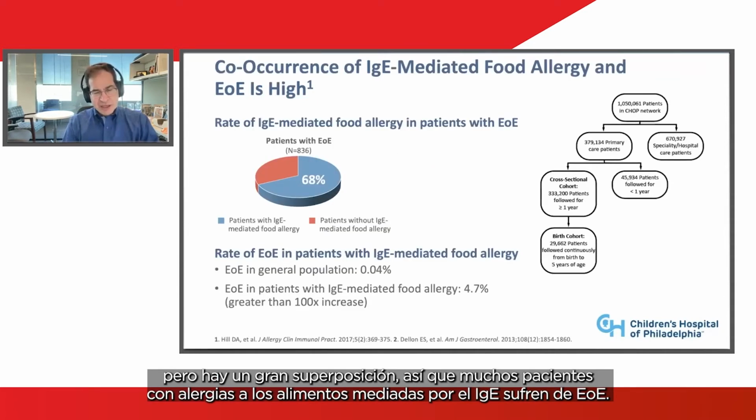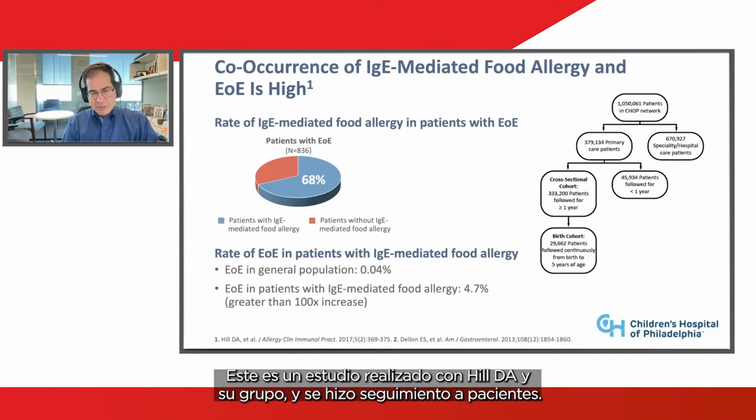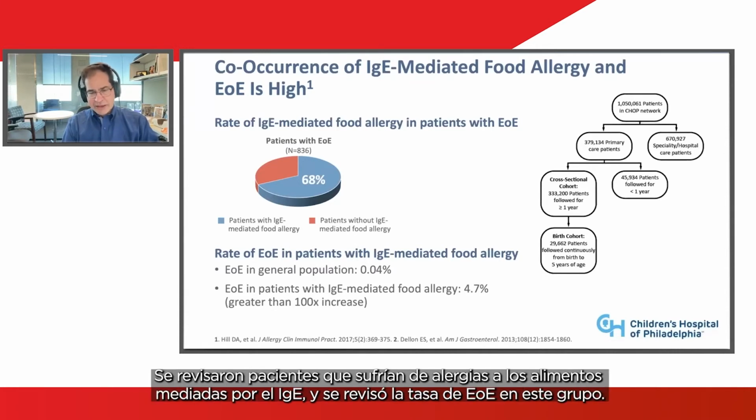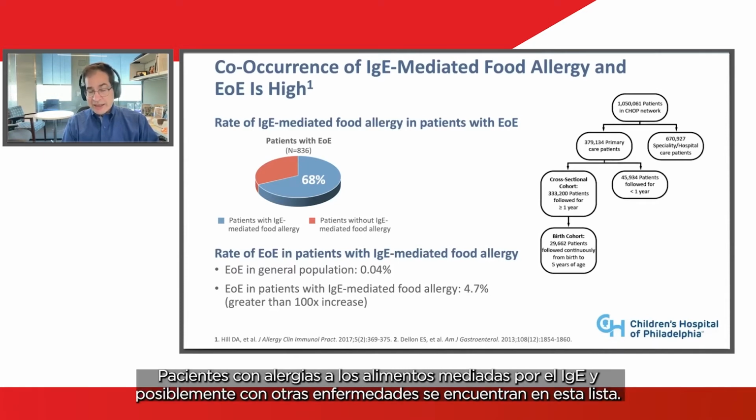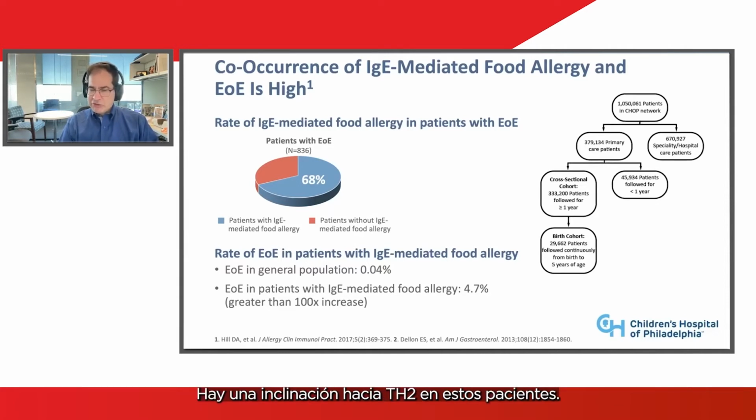So a lot of patients with IgE-mediated food allergy get EOE. And this was a birth cohort study that we did at CHOP. We had follow-up patients who were in our primary care network, and we looked at all the patients who had IgE-mediated food allergy. Then we looked at the rate of EOE in that population compared to the normal population, and it was about a 100-fold increase. So patients with IgE-mediated food allergy, and probably other atopic diseases, are at increased risk. So it's part of a general Th2 skewing in these patients.